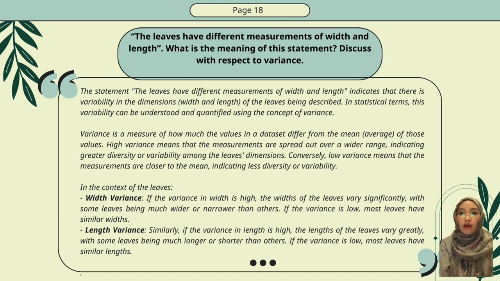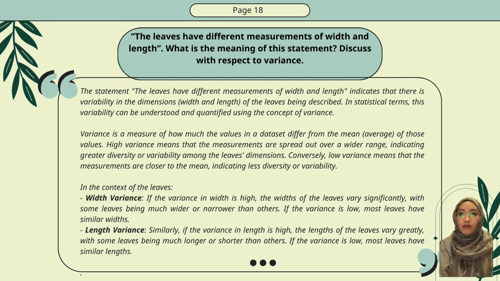Variance is a measure of how much the values in the dataset differ from the mean average of those values. High variance means that the measurements are spread out over a wider range, indicating greater diversity or variability among the leaf dimensions. Conversely, low variance means that the measurements are closer to the mean, indicating less diversity or variability.